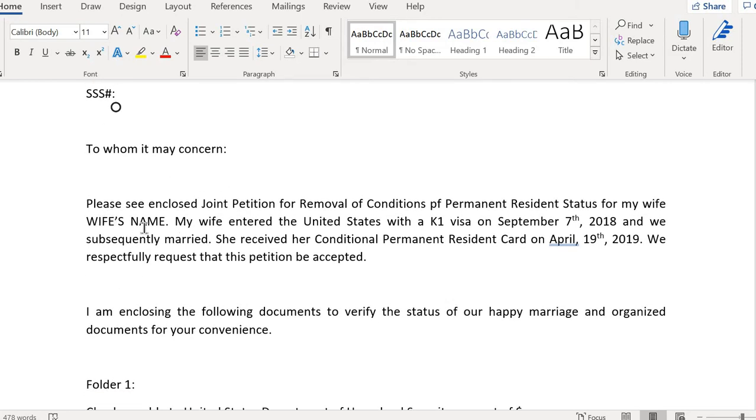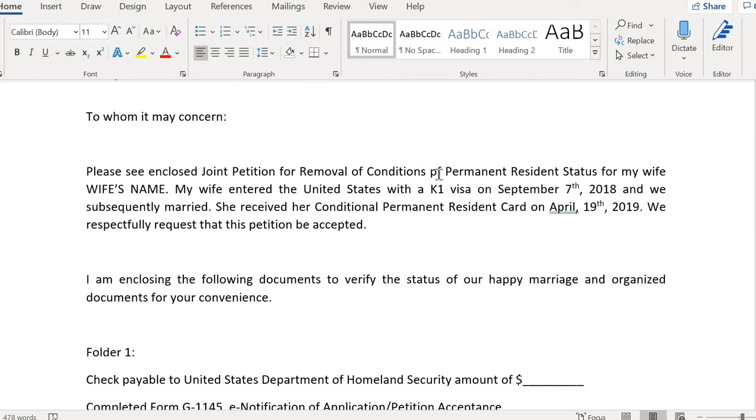Now here, I'll write down, "Please see enclosed joint petition for removal of conditions of permanent residence status for my wife." Now here there will be my name. But basically, this is a cover letter written by my husband. So, "My wife entered the United States with a K1 visa," and then you write down the date. "And we subsequently married. She received her conditional permanent resident card on April 19th. We respectfully request that this petition be accepted."